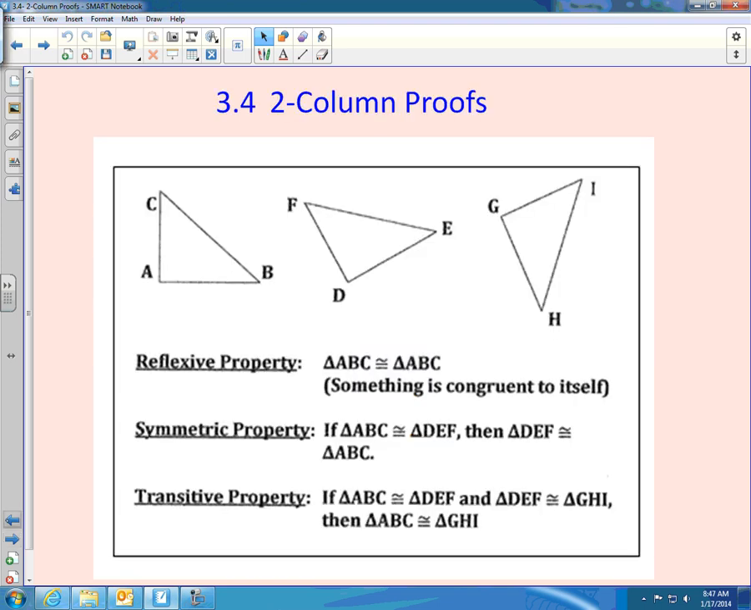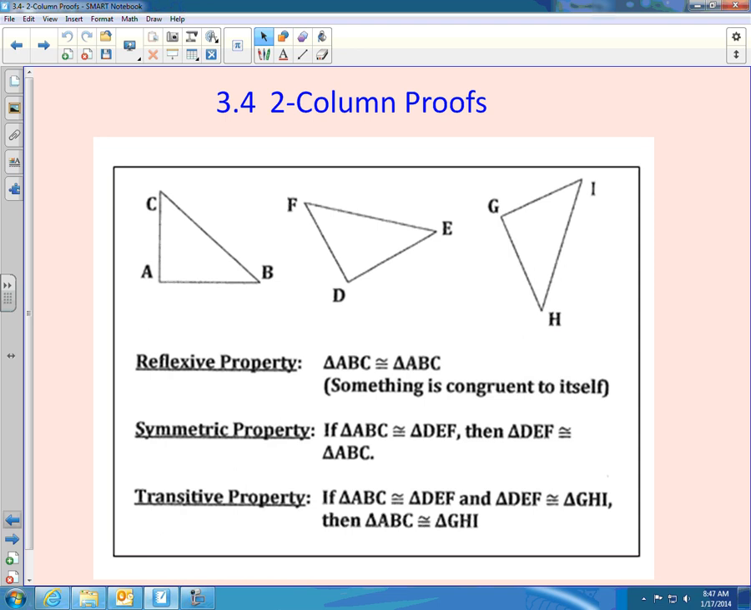Then we also see here about these three little properties that you've probably seen before. And let's just remind ourselves of them. Reflexive property: triangle ABC is congruent to triangle ABC. Something is always congruent to itself. Our symmetric property: if triangle ABC is congruent to triangle DEF, then triangle DEF is congruent to ABC. So we're just saying, hey, if A is congruent to B, then B is also congruent to A.